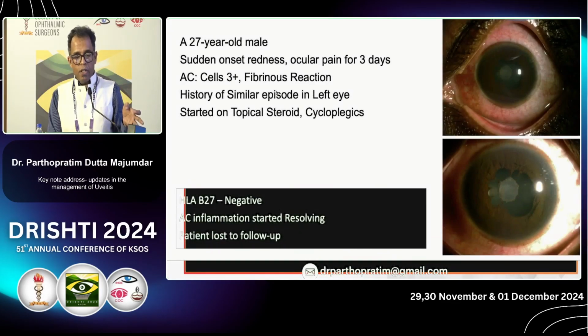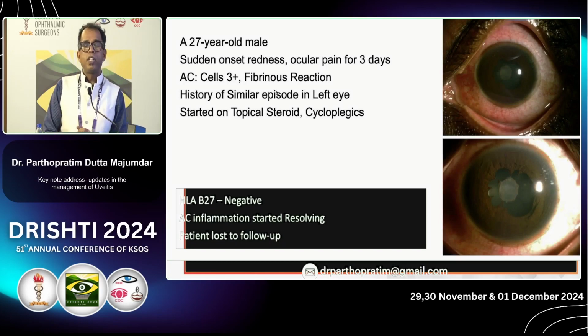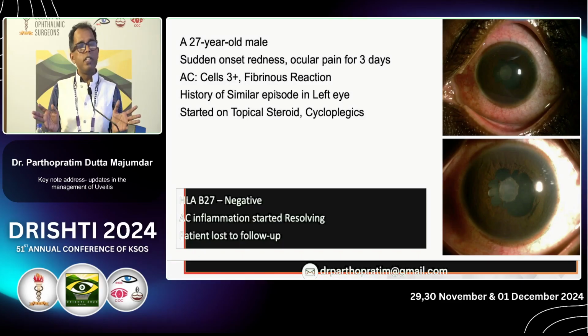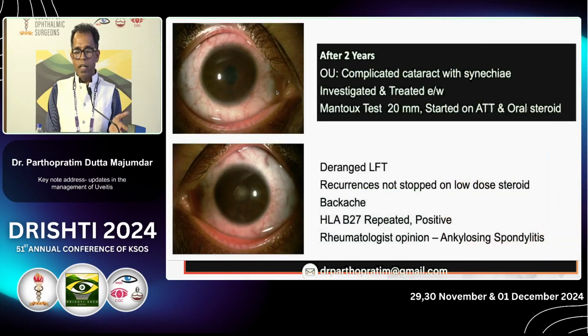So this is again another patient who was treated with fibrinous reaction, so was considered as HLA-B27, but HLA-B27 was negative. Patient lost to follow-up. The patient went to another hospital, a tertiary center, and there it was diagnosed and treated as TB because Mantoux test was 20 millimeter. And HLA-B27 was negative, so they thought that it is TB only. So treated with TB, patient developed deranged LFT, recurrence not stopped, kept on getting recurrences. Patient also developed backache by that time, and when he came back, we again repeated the HLA-B27. This time it was positive. So rheumatologist diagnosed it as ankylosing spondylitis.